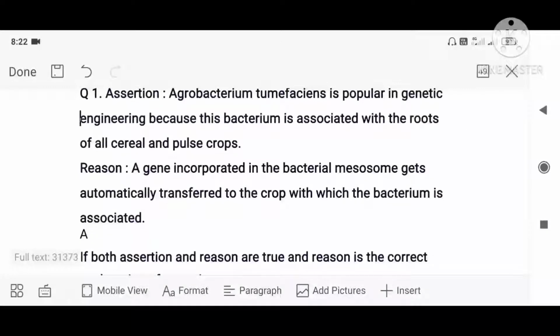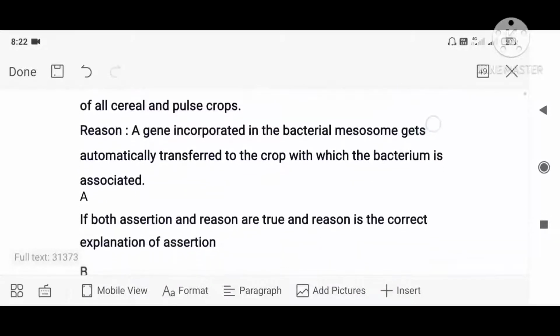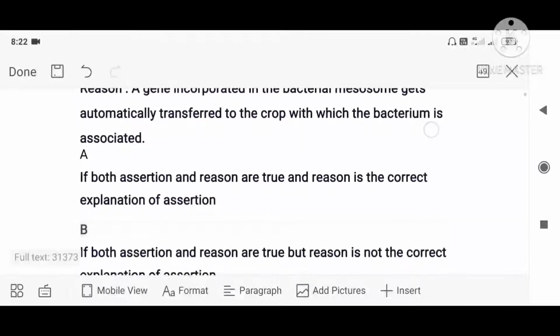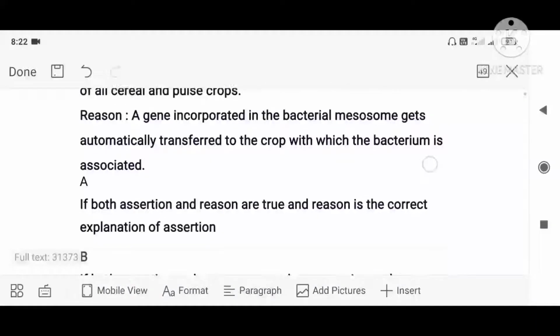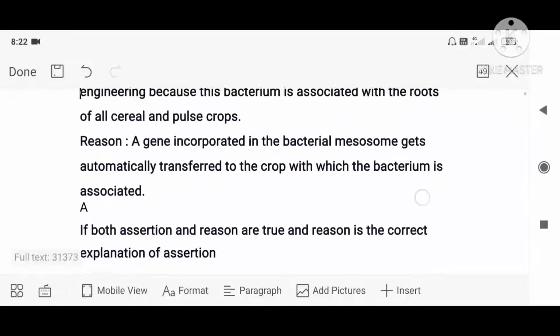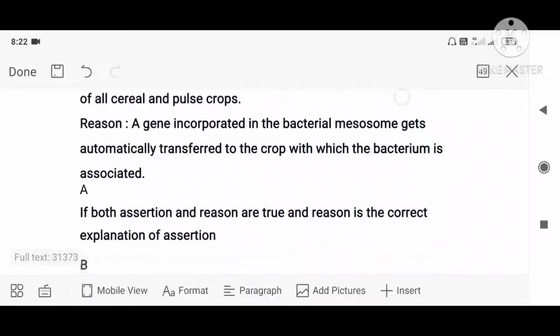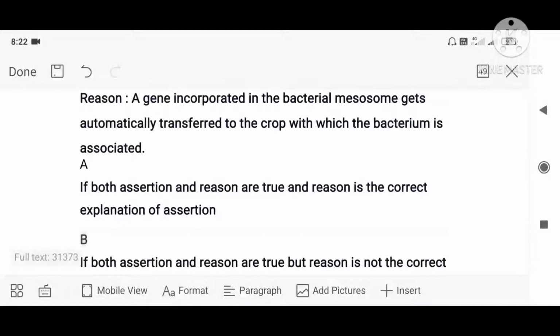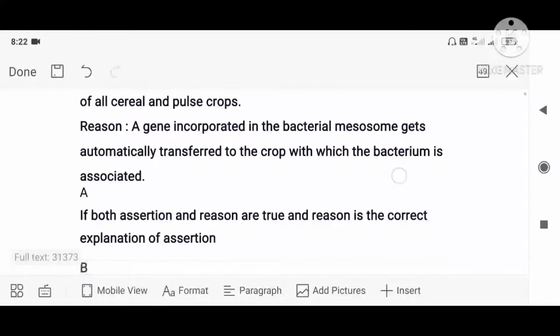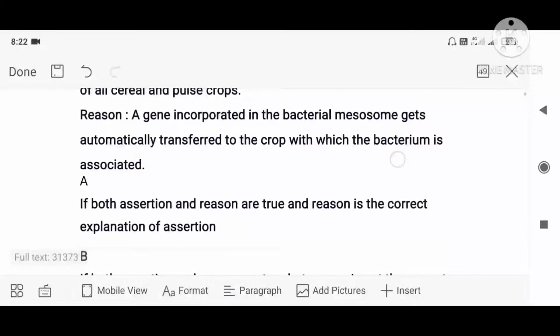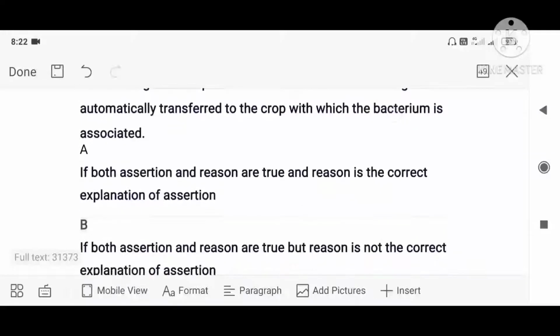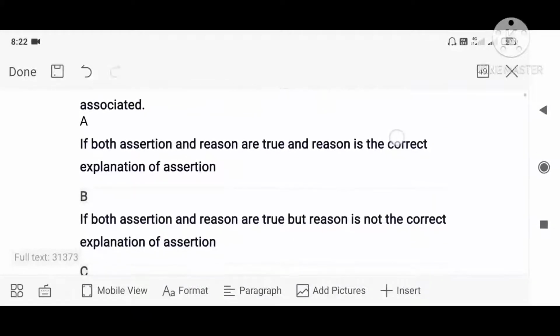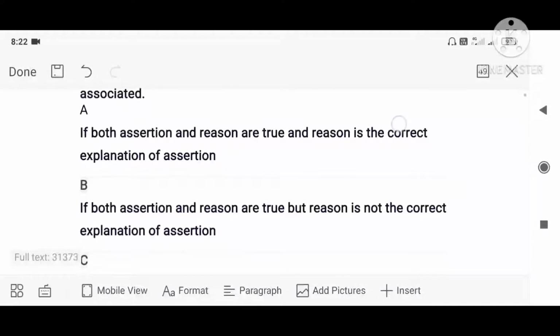Now, the options: A, if both assertion and reason are true and the reason is the correct explanation of the assertion. Usually the options remain the same. They say the assertion is correct, the reason is correct, and the explanation is perfect, then it is option A. B, both assertion and reason are true, but the reason is not the correct explanation for the statement.